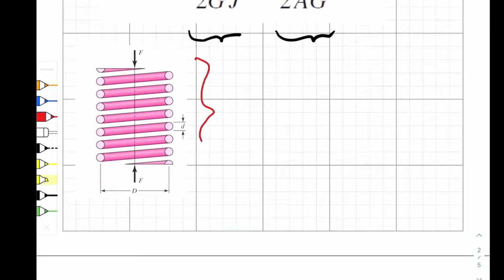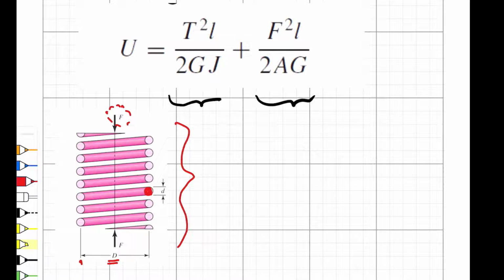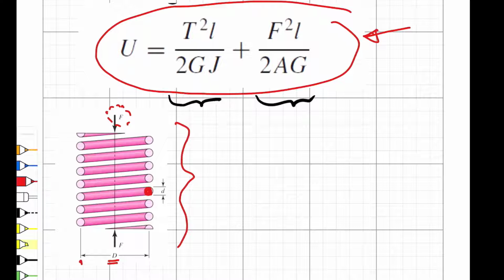Here's our section of coil spring where the wire diameter is lowercase d and the coil diameter is uppercase D. It turns out that when you compress this helical spring through an applied force F, that force gives rise to both direct shear and torsional shear stresses. Those store energy in the system, and the magnitude of that stored energy can be expressed by this formula shown here. The first term in that formula is the torsional shear. The second term is the direct shear energy term. Now this is pretty straightforward and simple.